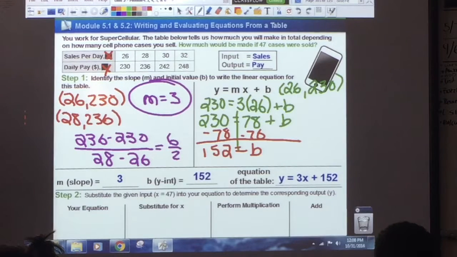Kayla, did I ever give you a ticket? Yeah. I did? Okay. So, Hannah, what was my equation again? Y equals 3x plus 152. So that's my equation. Let me ask you a question. Cases, sales. What am I substituting in for, x or y?